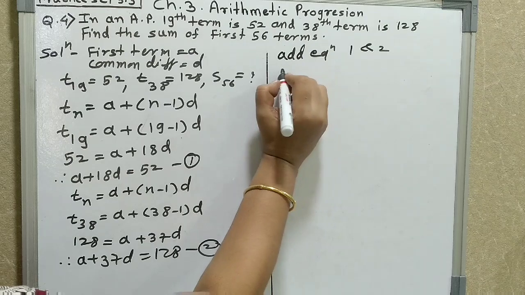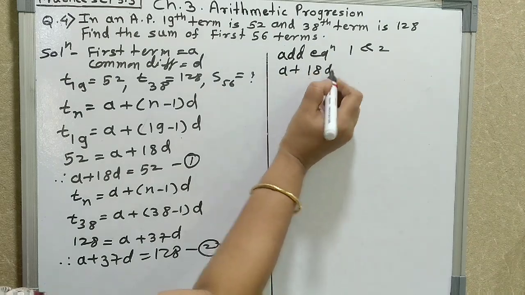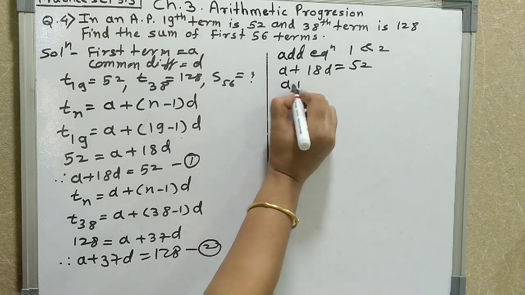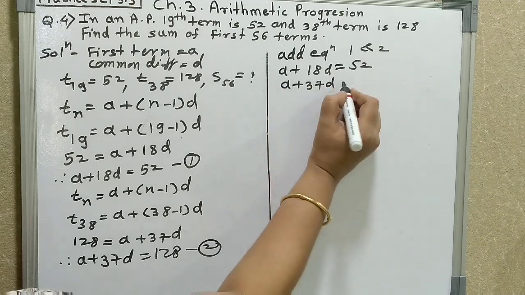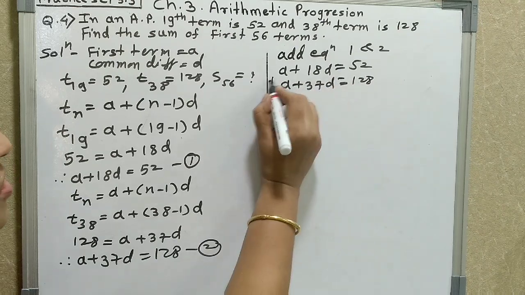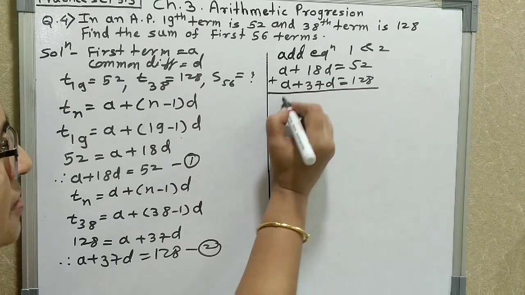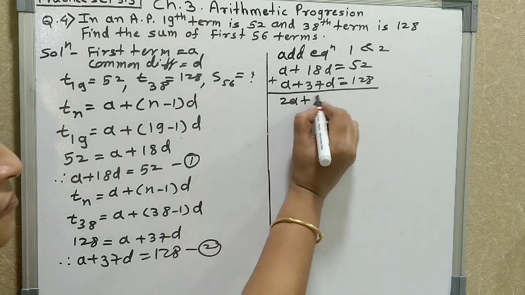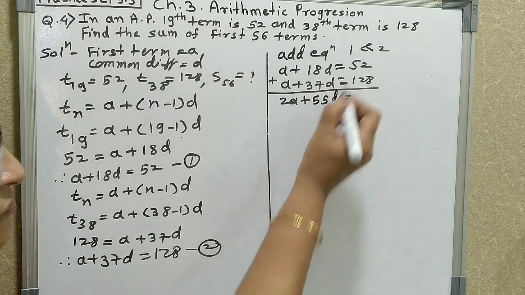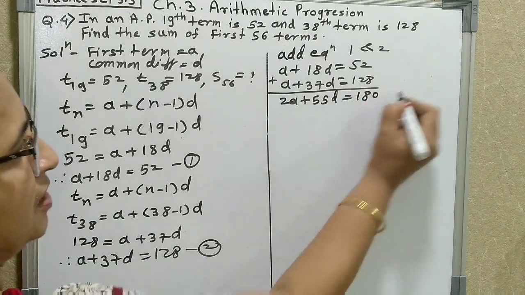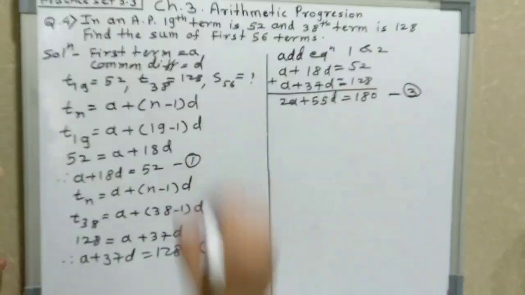Here the first equation is A plus 18D is equal to 52, and the second equation is A plus 37D is equal to 128. So adding the equations: A plus A is 2A, 18 plus 37 is 55D, and 52 plus 128 is 180. This is equation number 3.